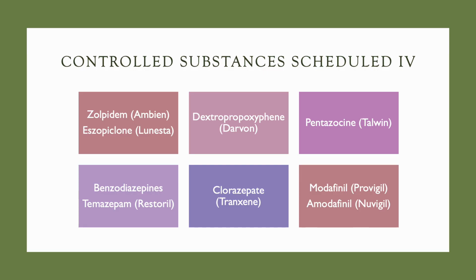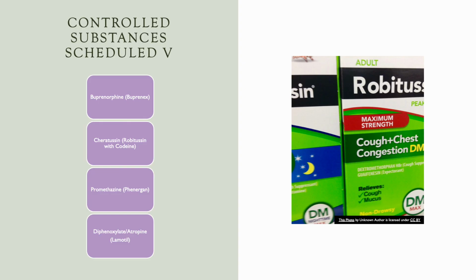Controlled substances scheduled 4 are the Z drugs like zolpidem, Ambien, Lunesta, also benzodiazepines, of which there are many. Schedule 5 controlled substances are medicinal drugs with the lowest abuse potential. They're handled in a manner similar to non-controlled drugs. Examples are buprenorphine, which is Buprenex, Robitussin with codeine, promethazine, which is Phenergan, and Lomotil.